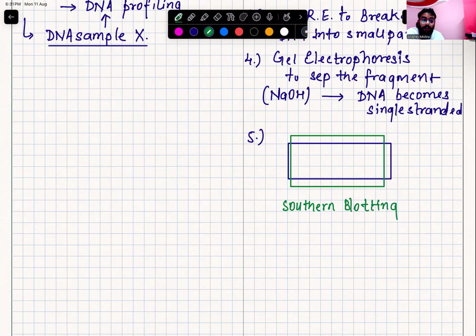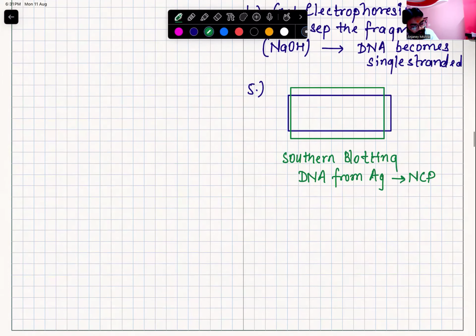So if somebody asks you what is southern blotting, beta, what would you say? Transfer of the DNA. Remember, transfer of DNA, not the genetic material, transfer of DNA from agarose plate to nitrocellulose paper. Is that okay? Yeah.